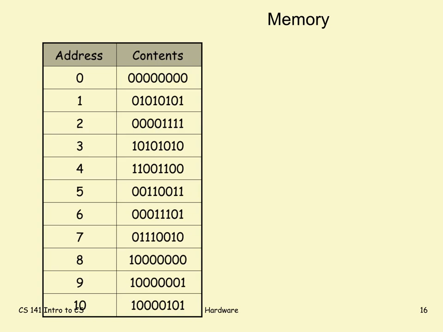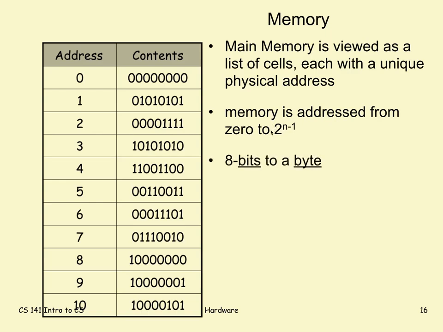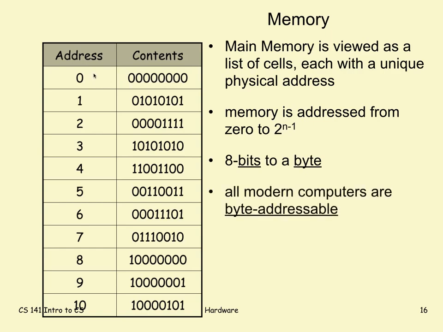Sorry, forgot about memory. The way memory is organized is it's a list of cells. And each one of those things has a unique physical address. Memory is addressed starting at address number 0 and goes all the way down to however long it is. It's usually some power of 2. There are 8 bits to a byte. 1, 2, 3, 4, 5, 6, 7, 8 bits to 1 byte, and the machines are byte addressable, so your program can access a single byte of the main memory.